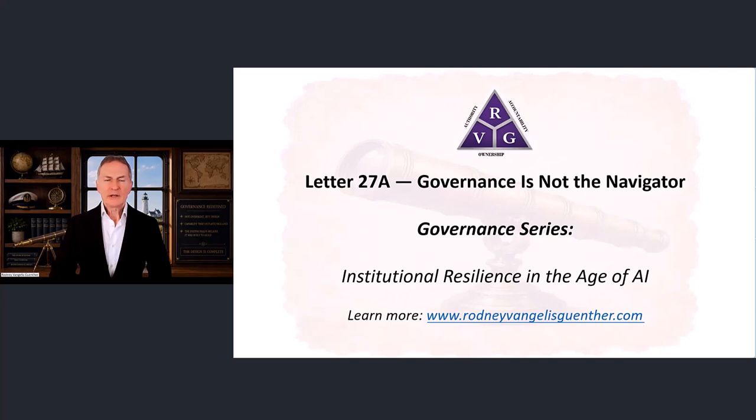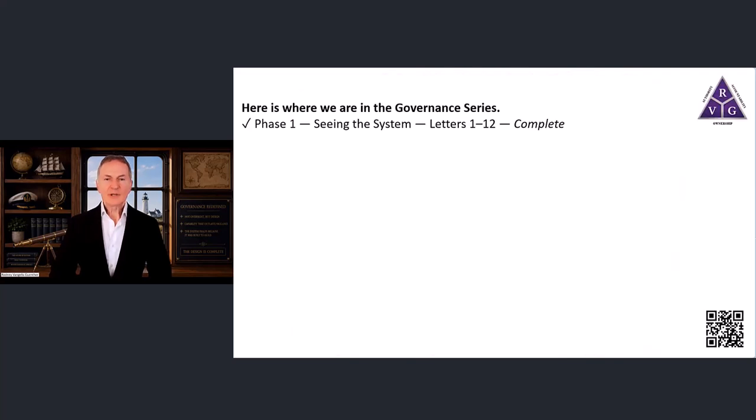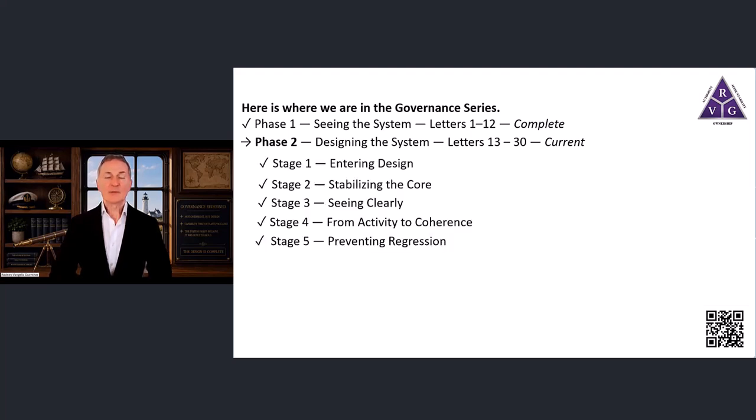Here's where we are in the governance series. We completed phase 1, seeing the system, letters 1 to 12. We are in phase 2, designing the system, letters 13 to 30. We completed stage 1 through stage 5. We just completed letter 26D, the end of governance by vigilance.